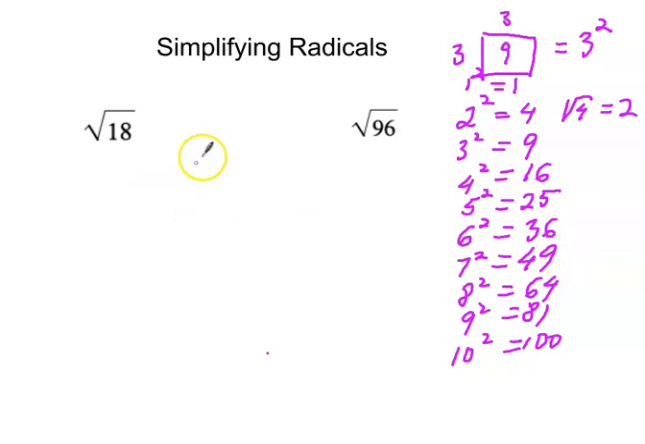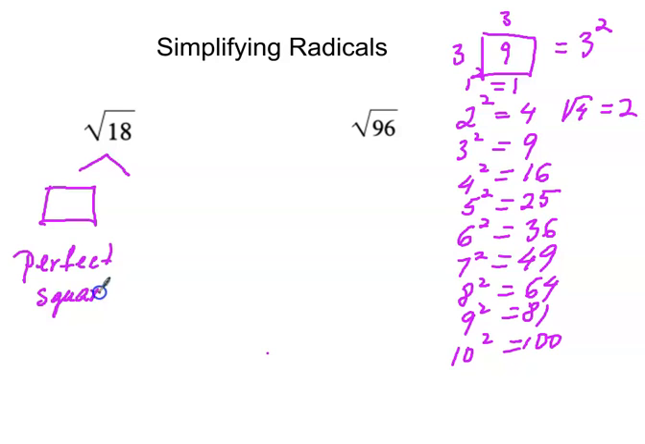So now I want to simplify the radical square root of 18. What I want to do is break down this square root of 18 into 2 factors. One that is a perfect square. So I'm just going to write here, perfect square. Okay. And then one that is irrational. So it's an irrational number.